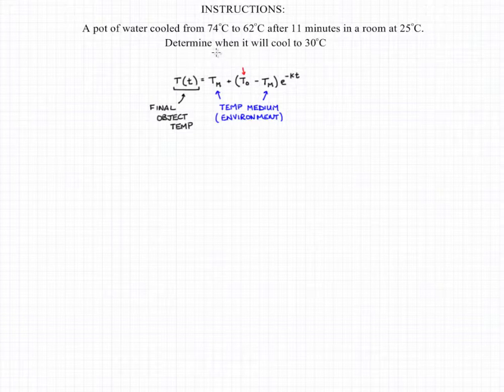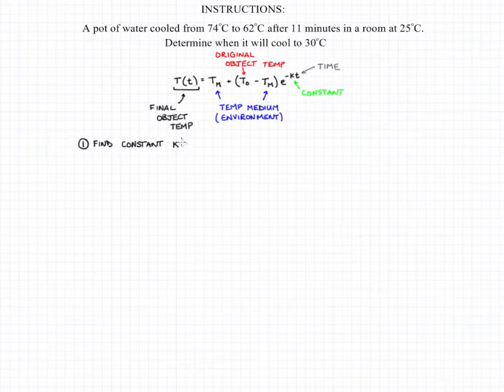T naught is the original temperature of the object. So before it started cooling, what was its temperature? K is going to be some constant that we have to determine, and t is going to be our variable time. Now the first thing we have to do is to plug all the information in that we had from the problem and solve for our constant k.